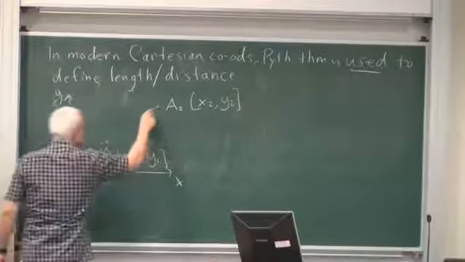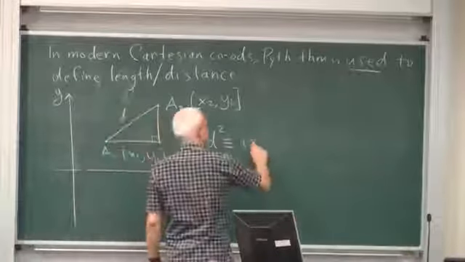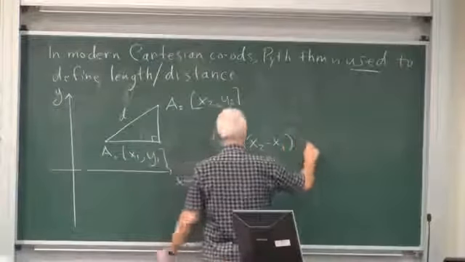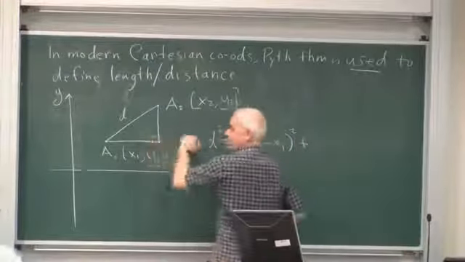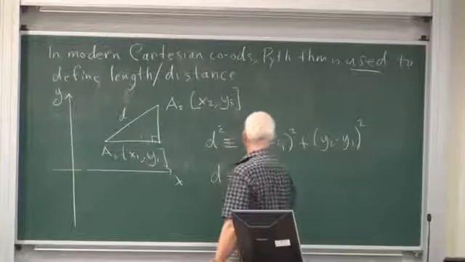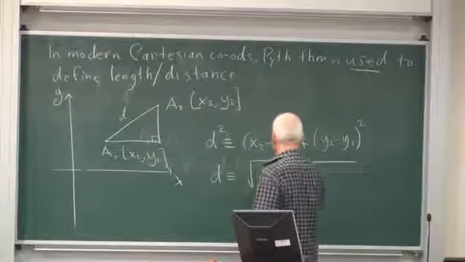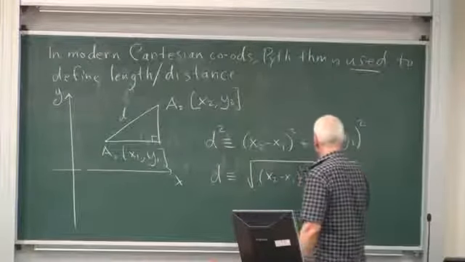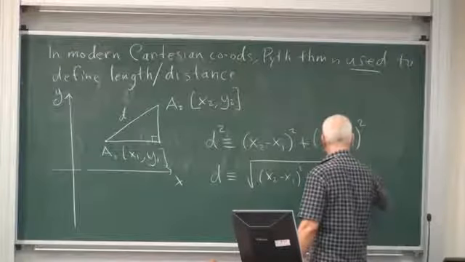Since d squared, the area of the square, will be the area of the square on this side, which is the difference between the x coordinates squared, so x2 minus x1 squared, plus the area on this side, which is the difference of the y coordinates squared. And now to define d, we need to take a square root. So the actual distance itself is defined to be the square root of x2 minus x1 squared plus y2 minus y1 squared.